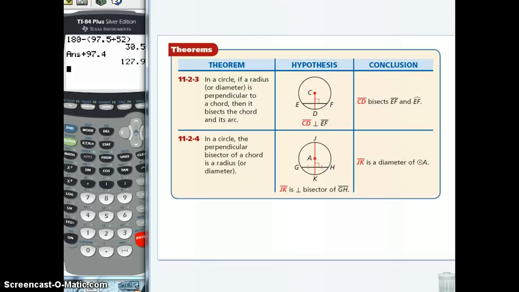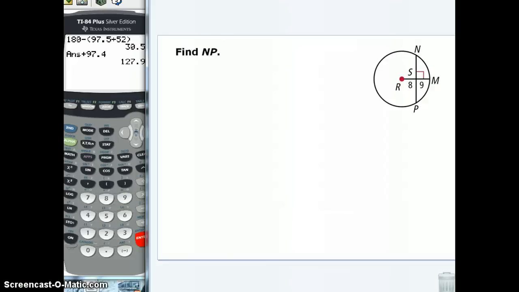All right, we have two more theorems here, which talk about chords and radii being perpendicular. So if I have a chord and a radius that's perpendicular, it's going to bisect that chord, meaning that these two parts are going to be congruent to each other. And we're going to show you some examples of that. And this is just the converse. If I have a chord JK that is the perpendicular bisector of GH, then it is the diameter. In a circle, the perpendicular bisector of a chord is a radius or diameter. All right, read these through, go ahead and draw them, and we'll continue on here.